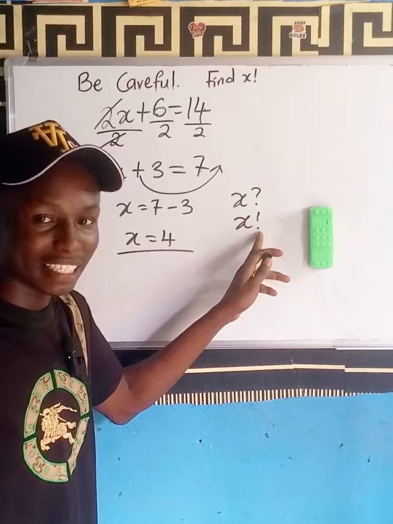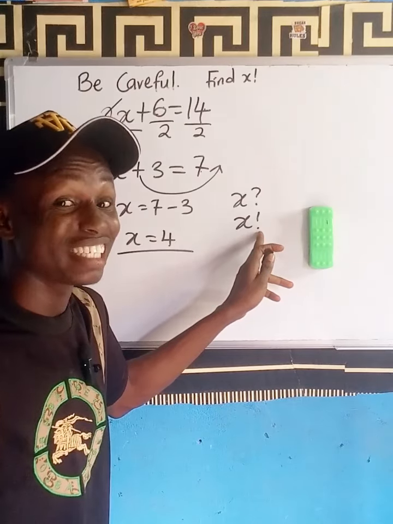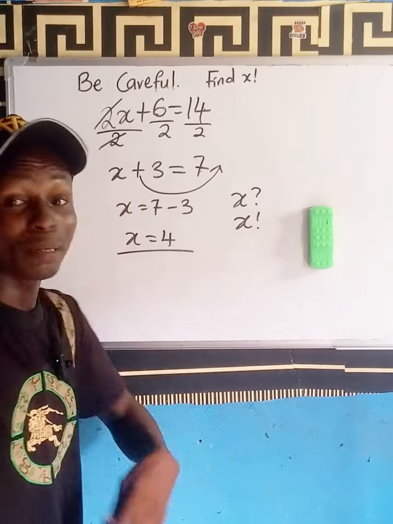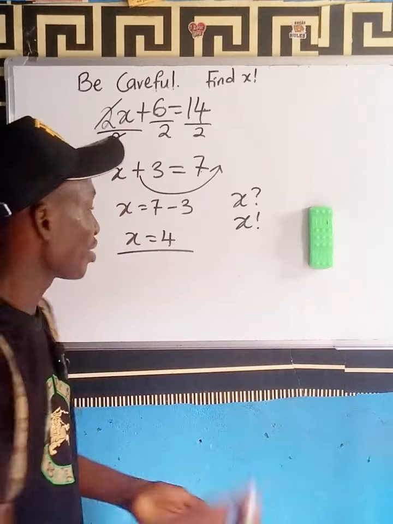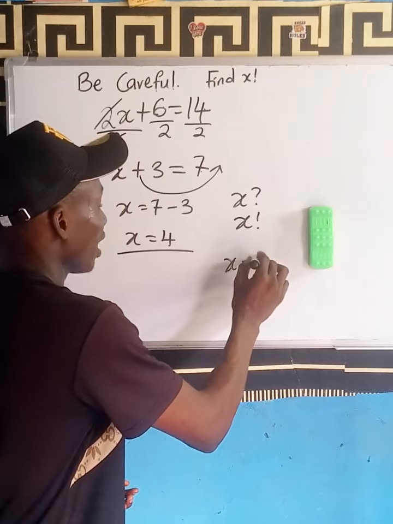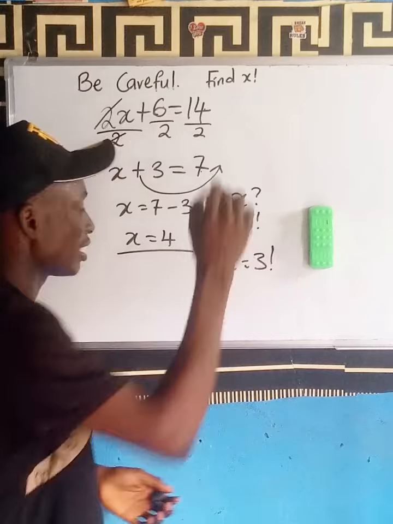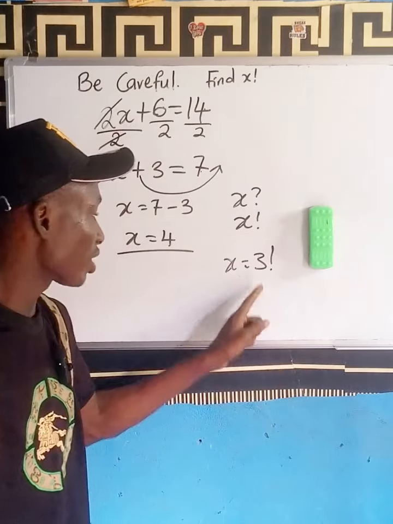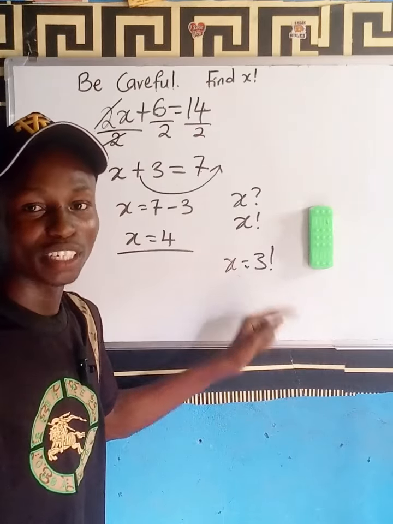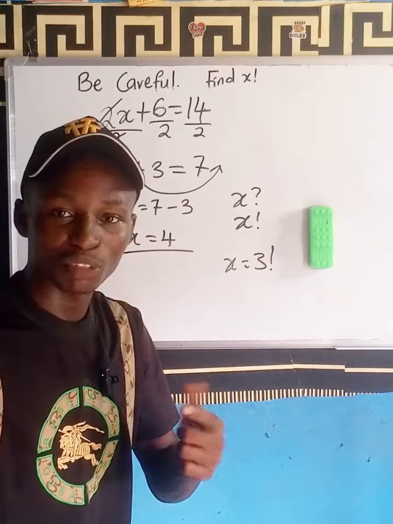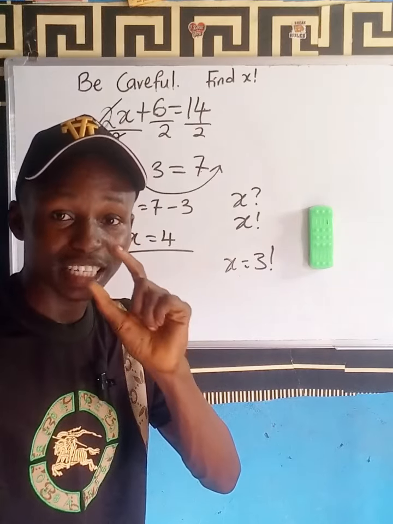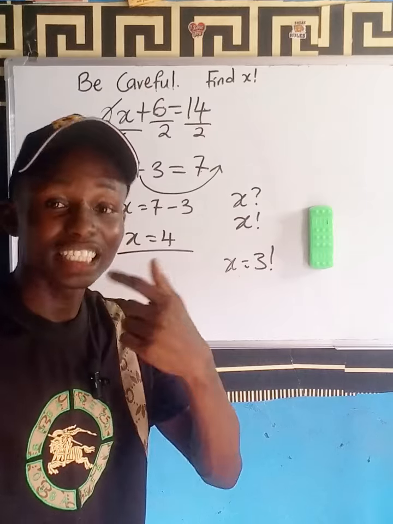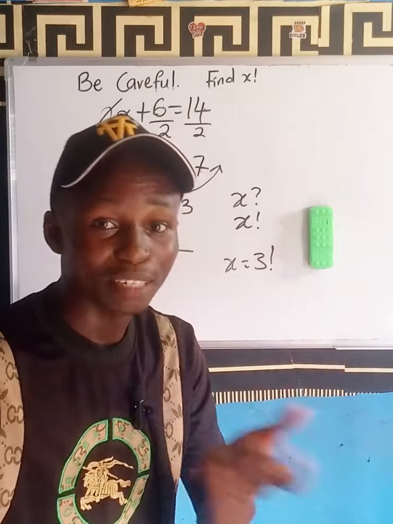In mathematics, the exclamation mark is not the same thing you see in the English language. Exclamation mark simply means factorial in mathematics. I am surprised seeing some people solving that x equals 2 or x equals 3, and then put something like this as their answer. Please, this is not 3, this is 6, because 3 factorial simply means 3 times 2 times 1, which is 6. So whenever you are solving mathematics, you have to be very careful of the sign you are using. Sign changes everything in mathematics.